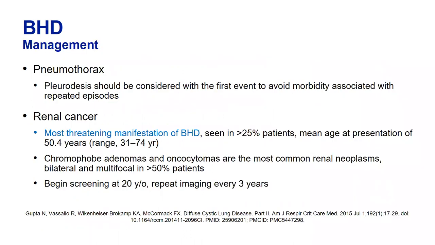So what's our management? Pneumothorax is one of the two biggest issues with these patients, so you want to offer them pleurodesis earlier rather than later. And in terms of renal cell cancer, this is the most threatening manifestation of Birt-Hogg-Dubé. Up to about a third of these patients present with a renal cell cancer at the age of 50. So you want to start screening them by the time they turn 20, and then repeat those images every 3 years.